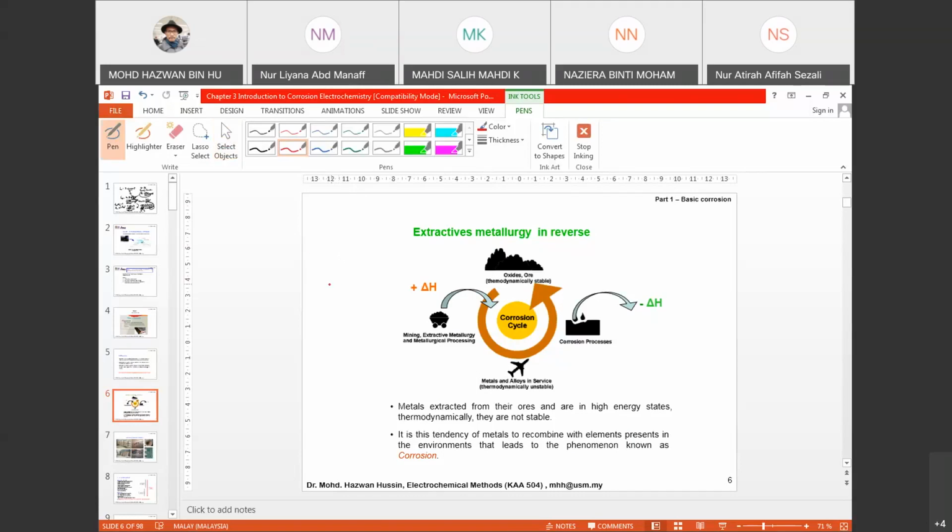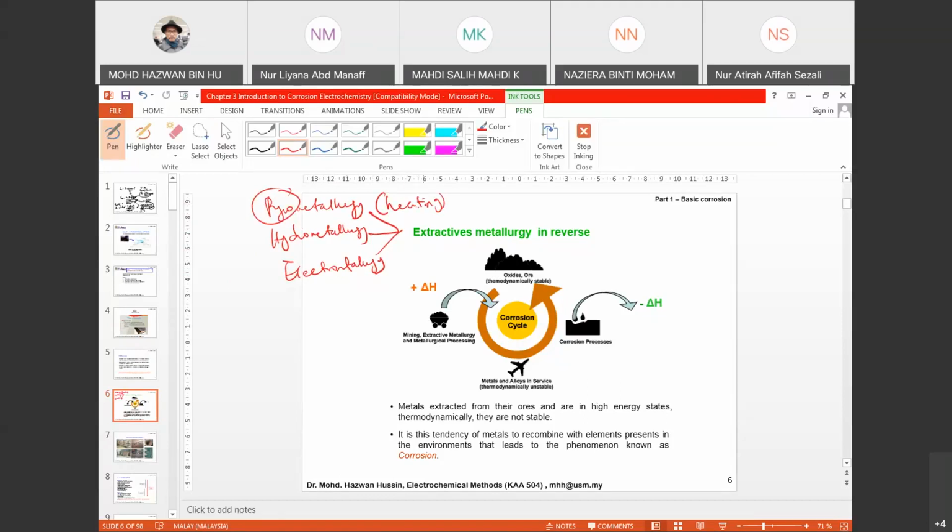So this is just an introduction for those of you who are not sure about extractive metallurgy. We can categorize extractive metallurgy into three parts: pyrometallurgy, hydrometallurgy, and electrometallurgy. Pyrometallurgy means the extraction of metals by means of heating, because you see here the word pyro.